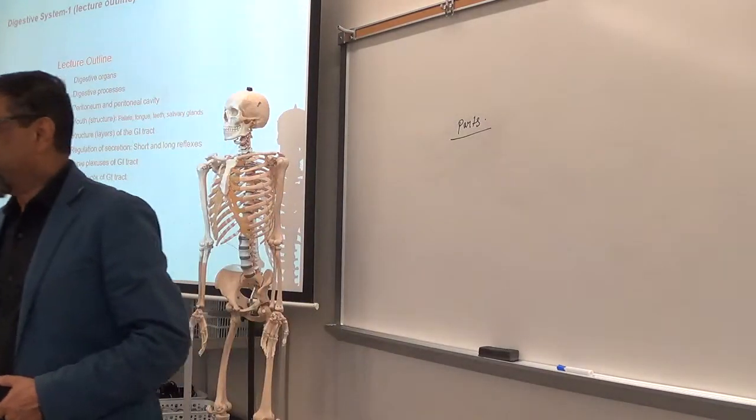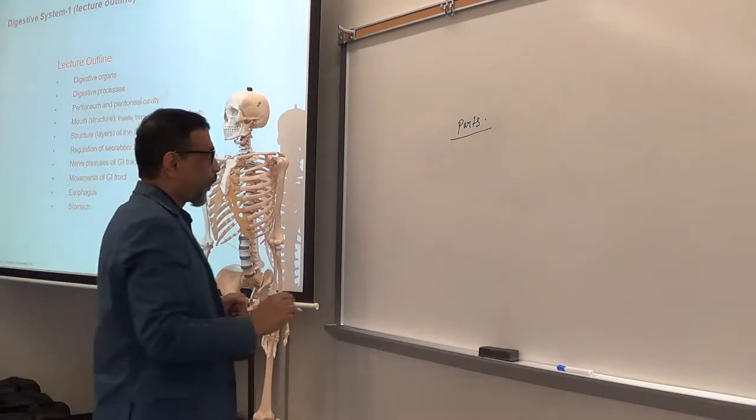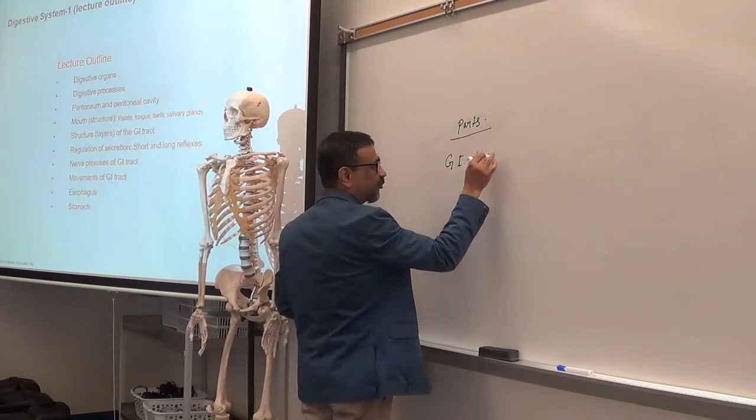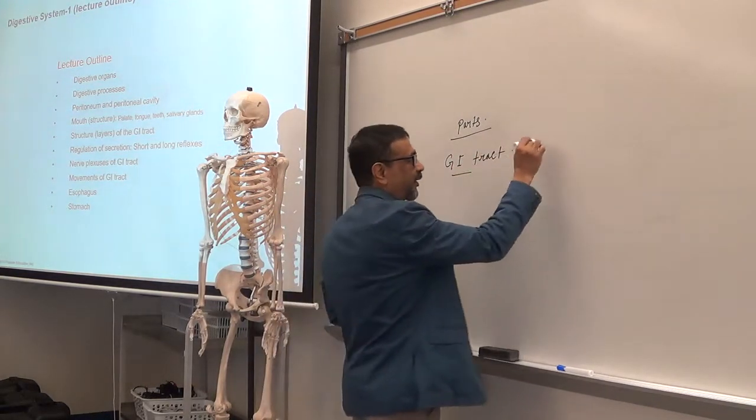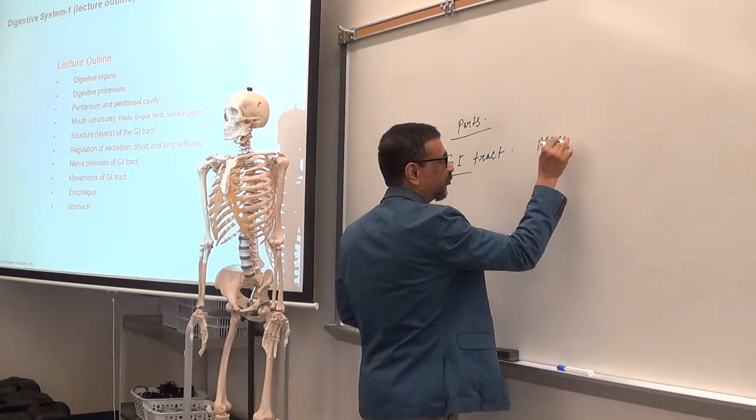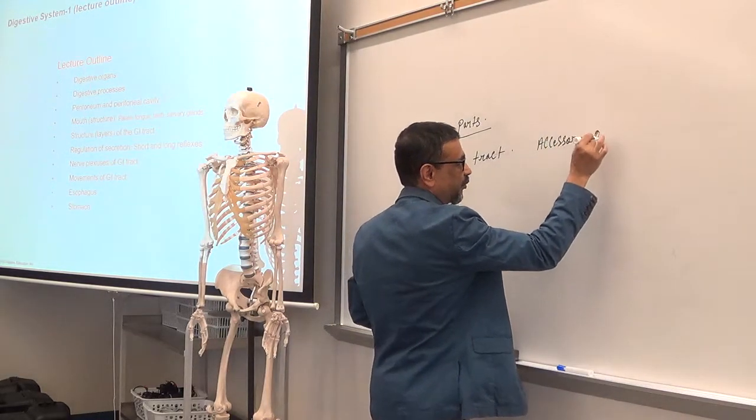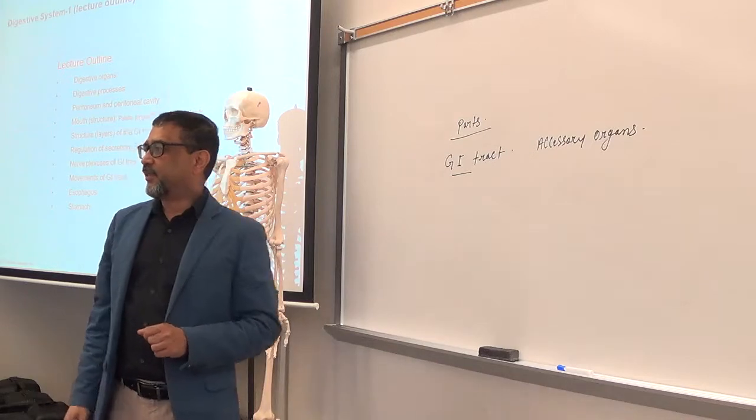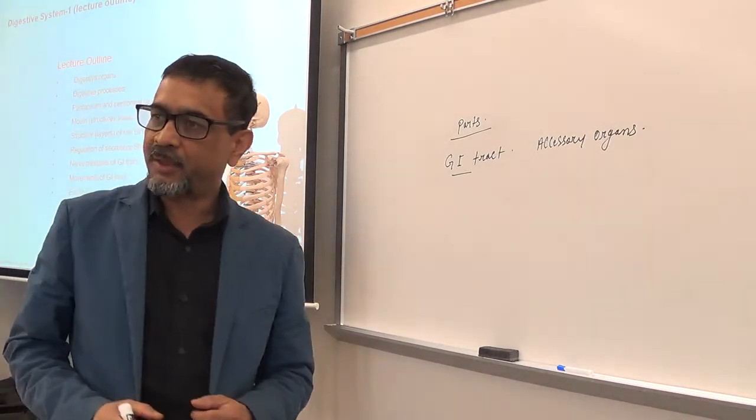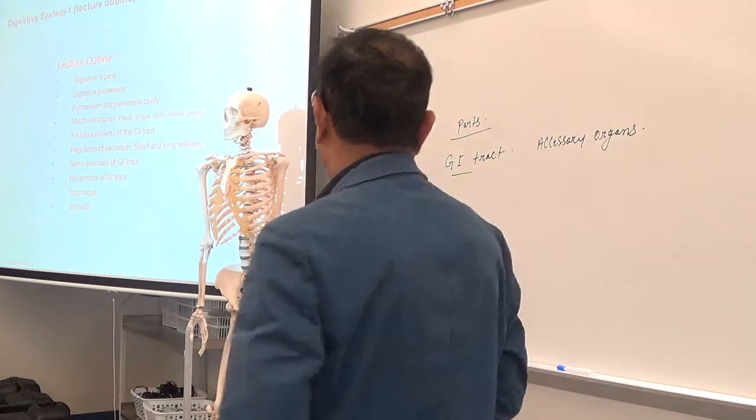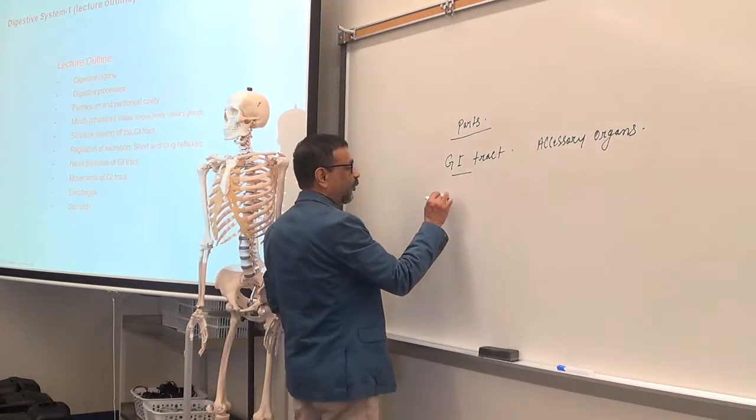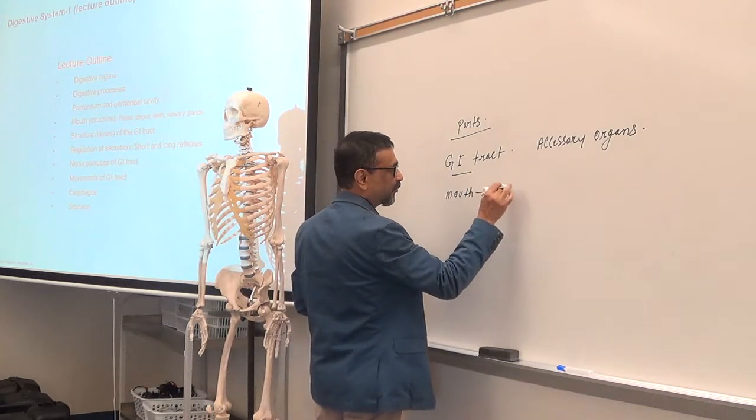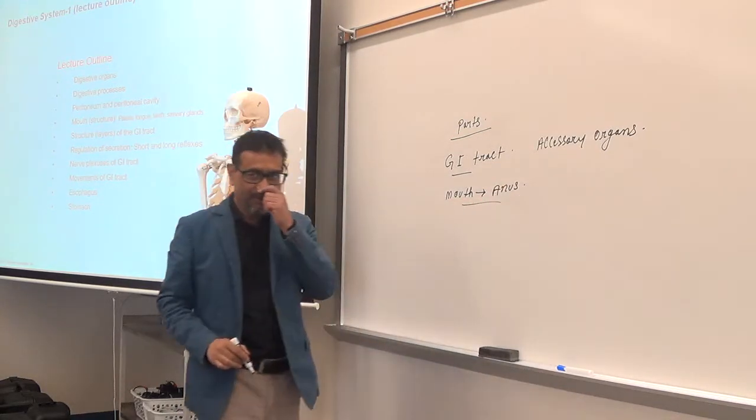The digestive system has two parts: gastrointestinal tract and accessory digestive organs. So two parts. GI tract or gastrointestinal tract is a tube from the mouth to the anus. It's a long continuous tube. Okay?